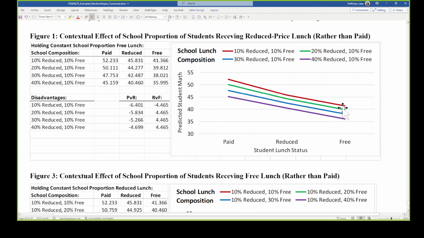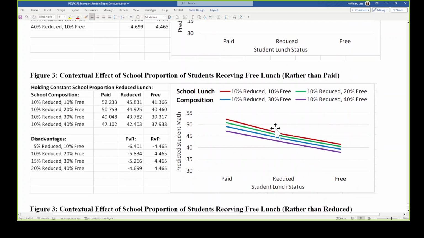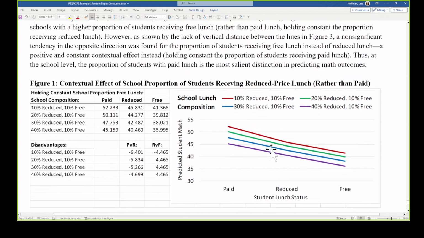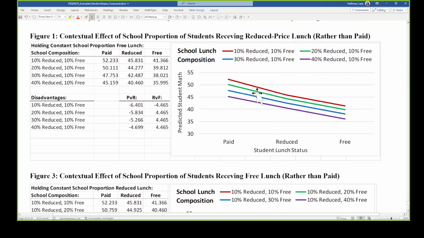Okay, with me so far? So that much is constant. In all these pictures, the lines are going down. There's a disadvantage associated with being poor, and that disadvantage is almost as large if you're just reduced lunch or if you're free lunch. Like it keeps going. So in total, there's like a 9-point gap here. Half of it is 5.